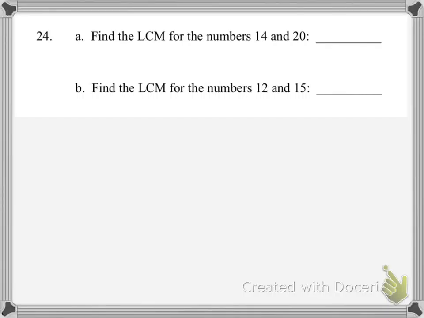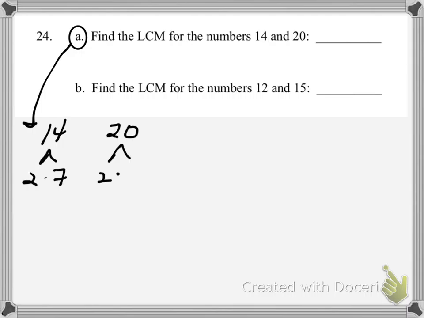We talked about a couple of ways for finding the least common multiple. One of the techniques that we talked about was using kind of a Venn diagram. So basically we would find the prime factorization of 14 and the prime factorization for 20, and then what we would do is we would place these factors within this Venn diagram.